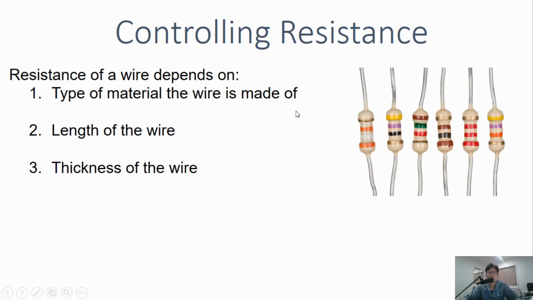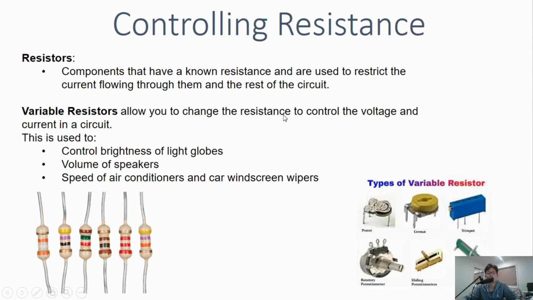Other than changing the length of the wire, the thickness of the wire, or what the material is, there's also another way of controlling resistance, and this is done by using resistors. These are components that have a known resistance and are used to restrict the current flowing through them and the rest of the circuit. They look like this on the bottom left over here, sorry about that.